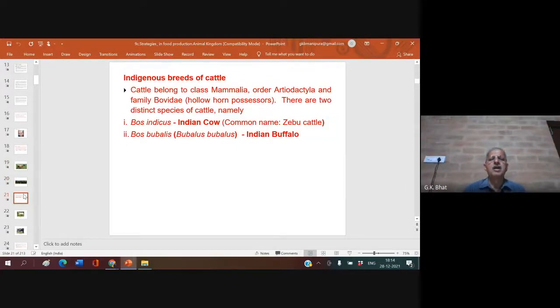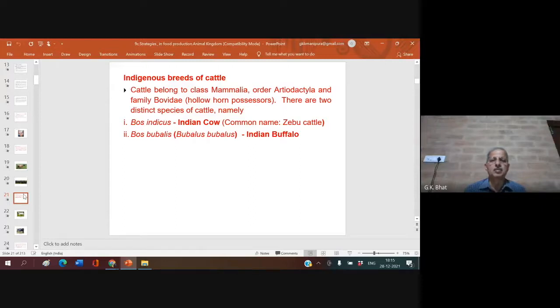Now, indigenous breeds of cattle. What do you mean by indigenous breed? Indigenous breeds are the breeds that are reared or occur inside our country. It is the local breed. This is a very important point, always asked as a question. Cattle belong to class Mammalia, order Artiodactyla, and family Bovidae. Remember, they belong to the order Artiodactyla. Two or three years back, they asked in the exam: the horse belongs to which order? The horse belongs to the order Perissodactyla, whereas cattle belong to the order Artiodactyla and family Bovidae. These have hollow horns. All cattle belong to the family Bovidae.